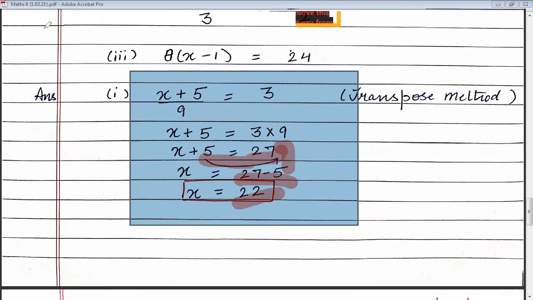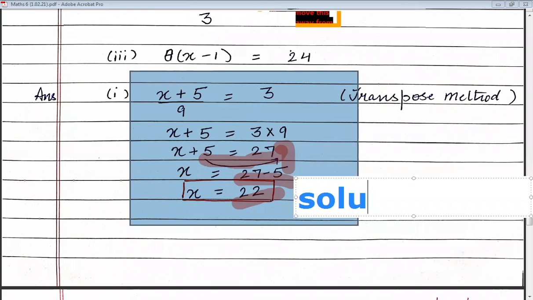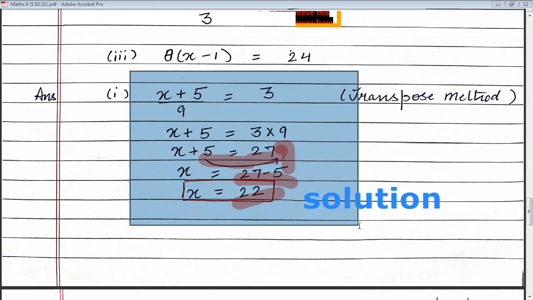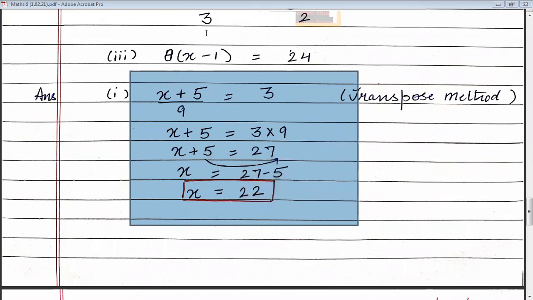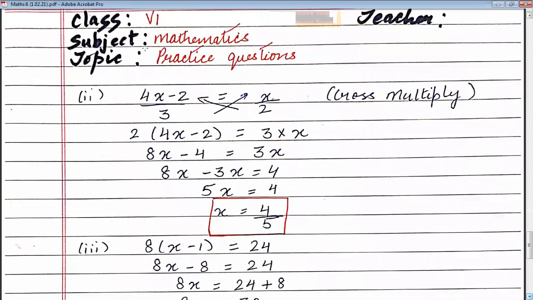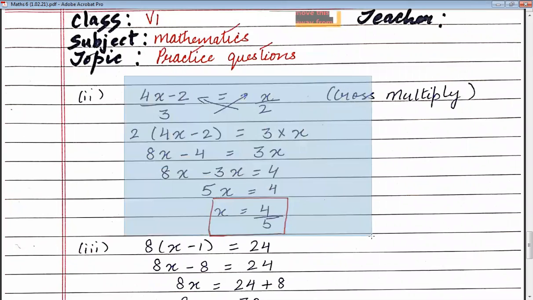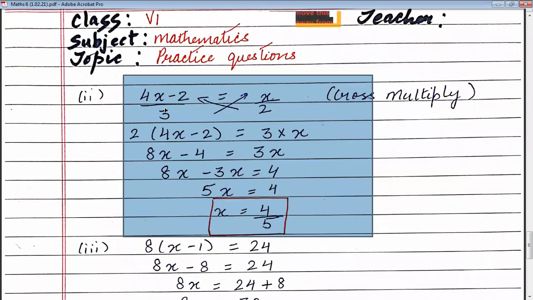So here you can write that x is equal to 22 is the solution of the given expression. I guess you remember this word solution. Solution is the answer of the variable. Okay, so you can say that x is equal to 22 is the solution of the given equation. Okay, now let's move on to our second part. Now in the second part, you are given 4x minus 2 upon 3 is equal to x upon 2.